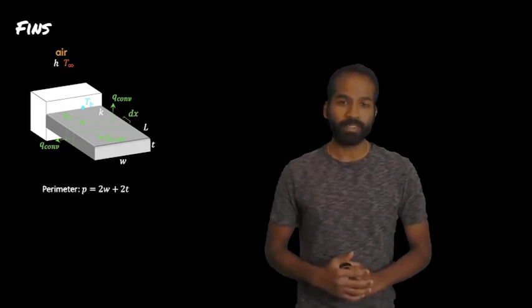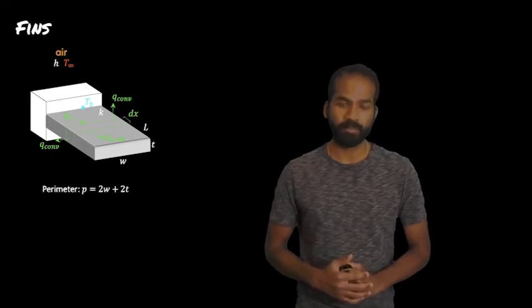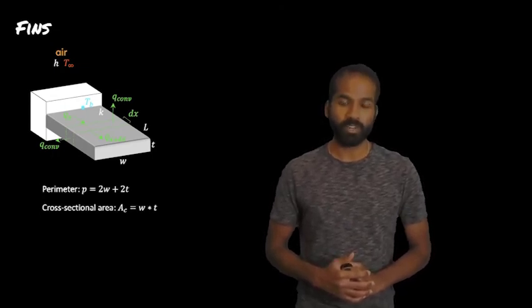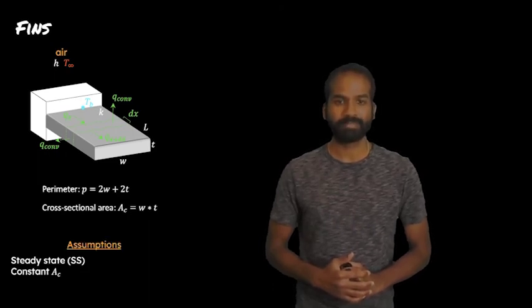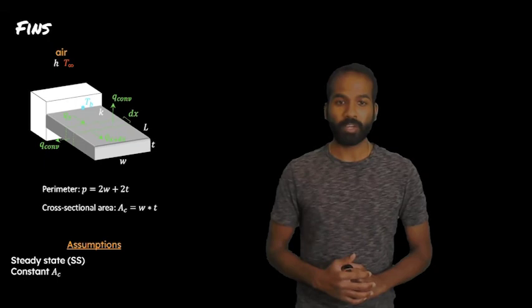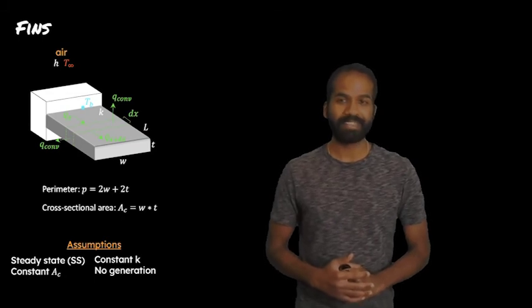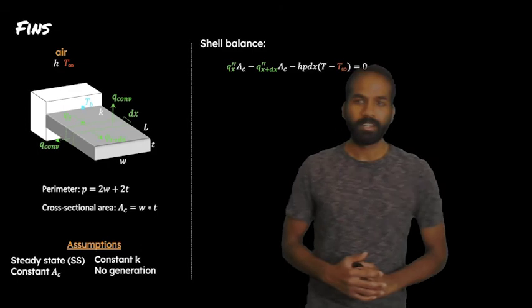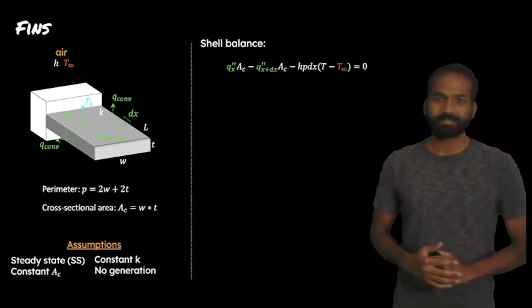The perimeter of this differential volume is 2W plus 2T. The cross-sectional area is given by W times T. Our assumptions are that we are at steady state, that we have a constant cross-sectional area, there's a constant thermal conductivity, and there is no generation of heat. We can construct a shell balance.